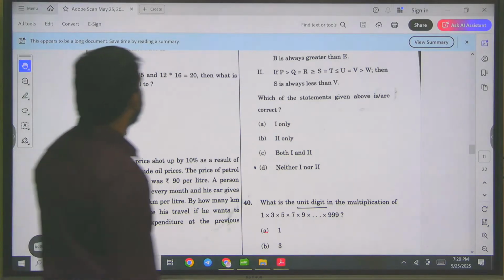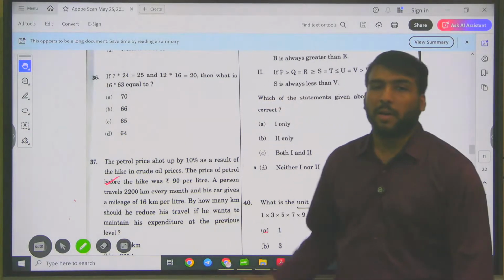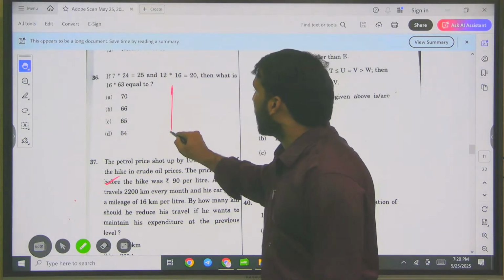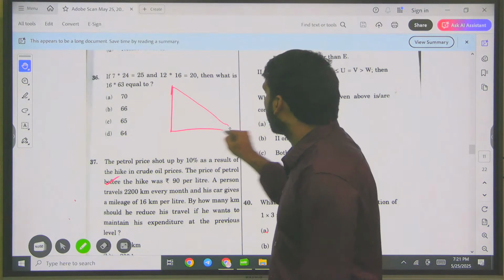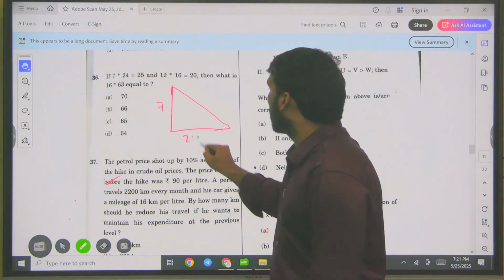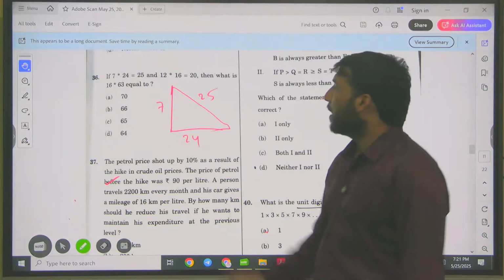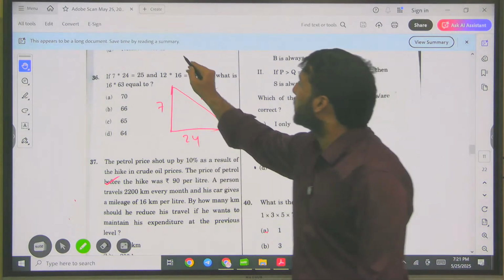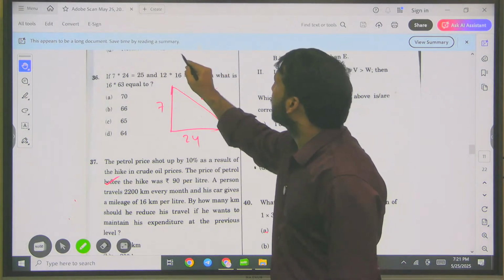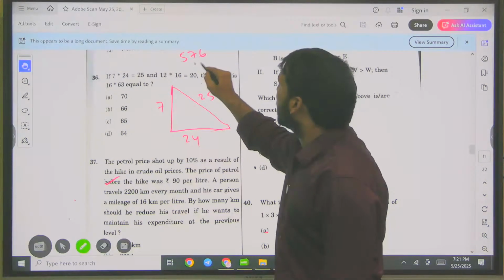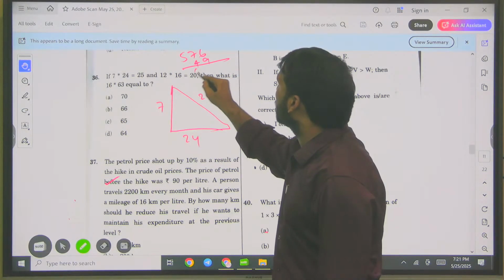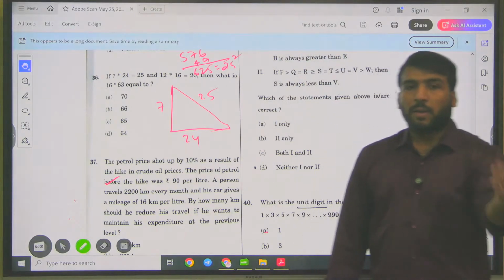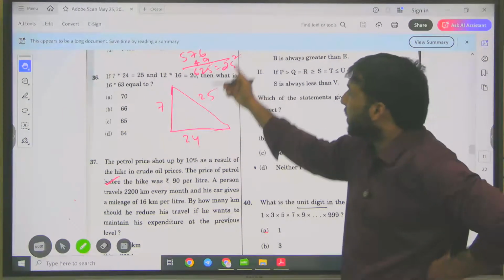If I go to the next question, 7, 24, 25. So this question is related to triplets, like a right angle triangle. Squares, ma. This question is related to squares. 24 square is 576. 7 square is 49, which is equal to 625, which is equal to 25 square. Okay, so this question is related to squares.